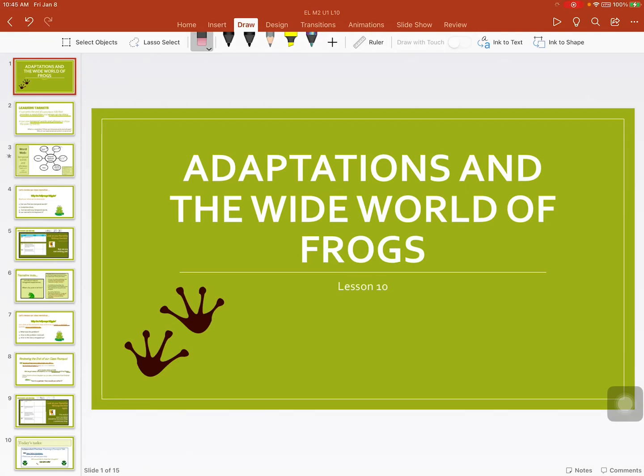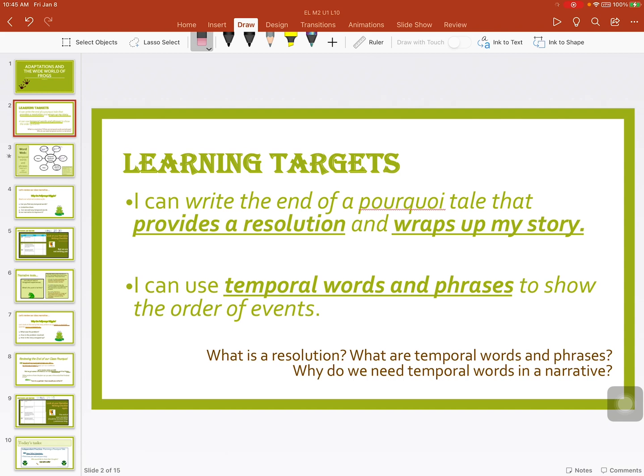Adaptations in the Wide World of Frogs, Lesson 10. Learning targets. I can write the end of a pourquoi tale that provides a resolution and wraps up my story. I can use temporal words and phrases to show the order of events.